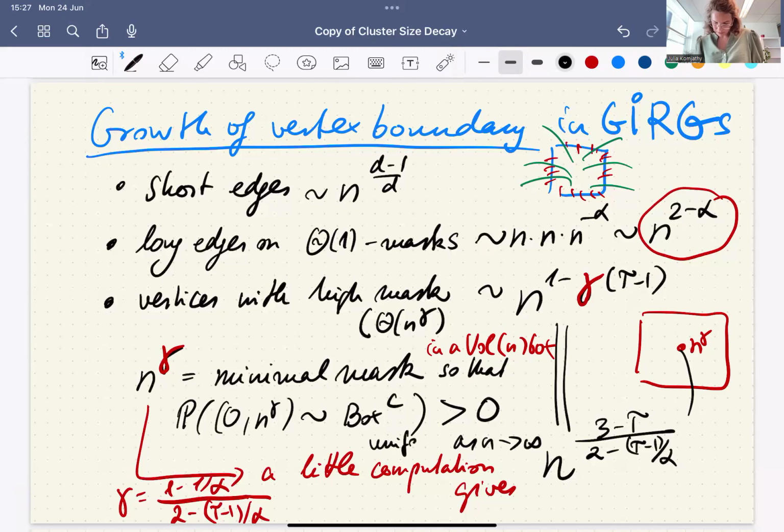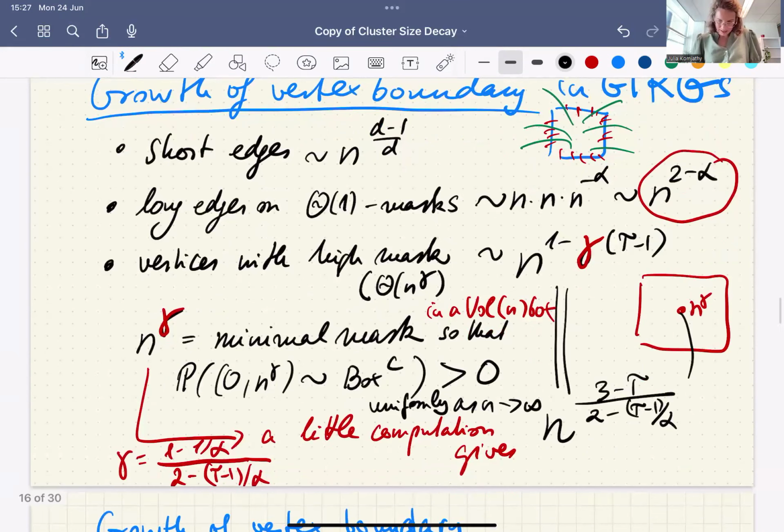So uniformly. This can be made precise by taking the limsup as n tends to infinity. There is a little computation to compute this gamma, and it happens to be this beautiful formula, 1 minus 1 over alpha over 2 minus tau minus 1 over alpha. But then if we count the vertex boundary, all these vertices typically have at least one edge, or a Poisson number of edges, to the outside world. So a linear proportion of these vertices will contribute to the vertex boundary.